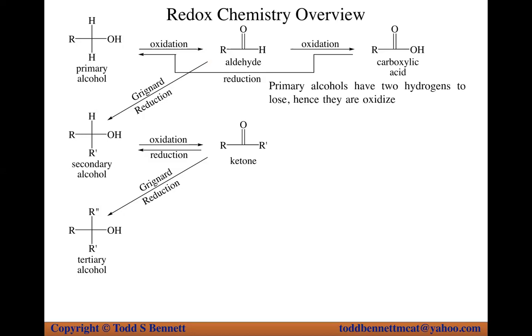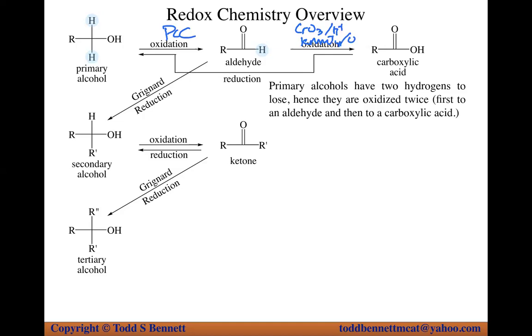So primary alcohols have two H's to lose, so they can be oxidized twice. First to the aldehyde, from two to one, so it lost one of those H's, and then on to the carboxylic acid. Note that I can oxidize it here by using what's known as PCC, an oxidizing agent, and then for this other one I can use CrO3 in acid, or I can use KMnO4 in base. Okay, so you perhaps have those memorized.